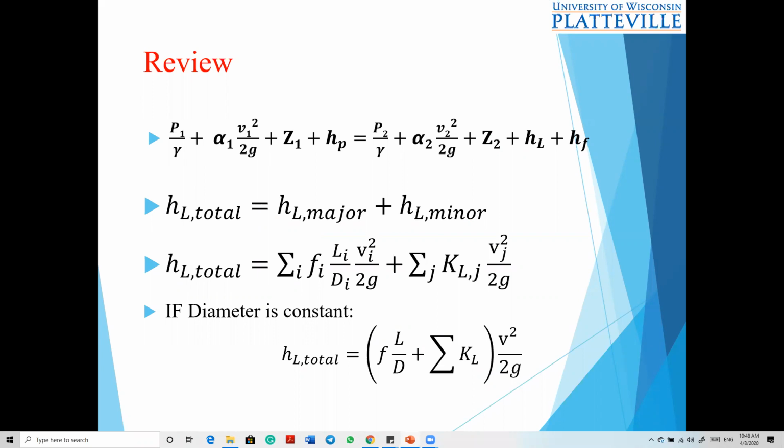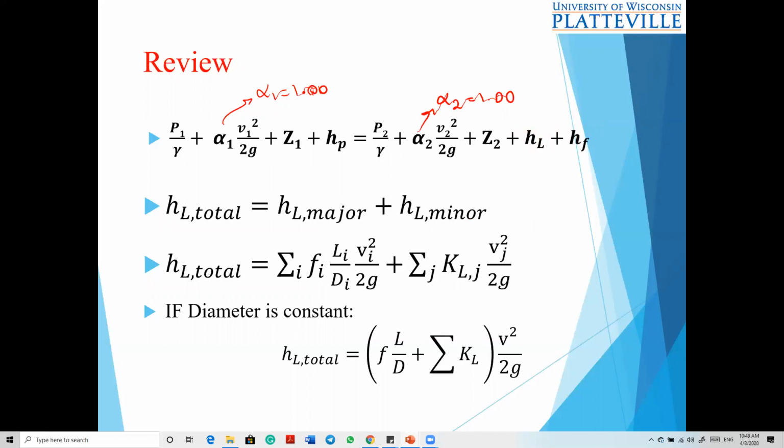So the first term is pressure head. The second one is velocity head. Most of the time, we have turbulent flow. So alpha 1 is almost 1, and similarly alpha 2 is almost 1 or 1.05. The next item we have here is the elevation head, the head for pump, and head loss due to friction.